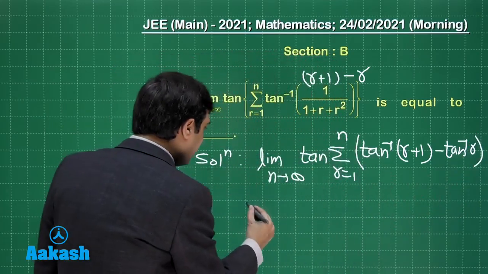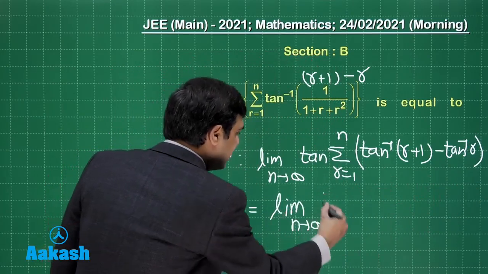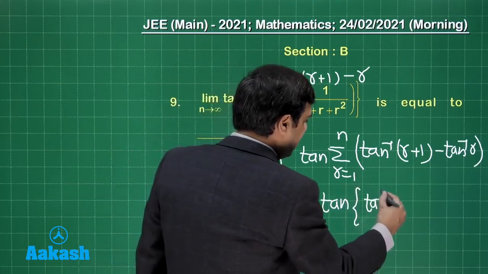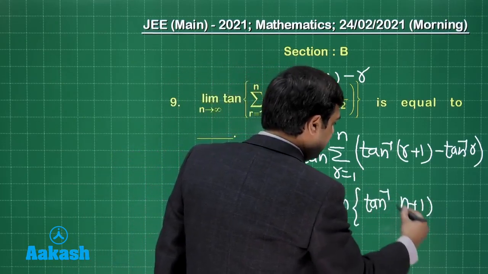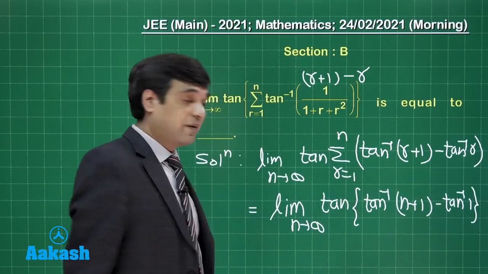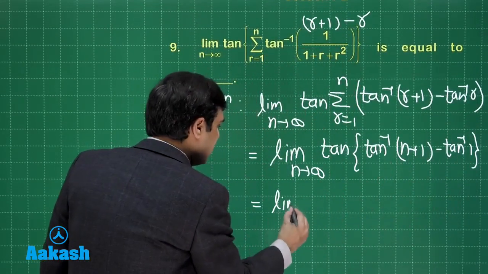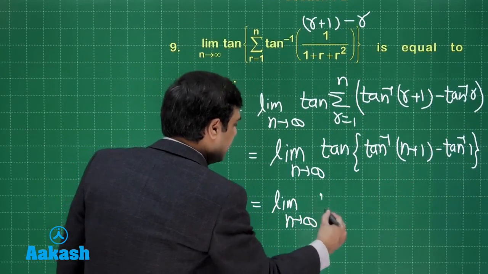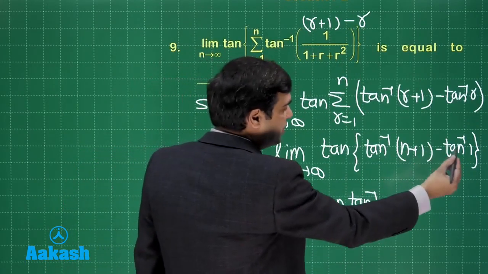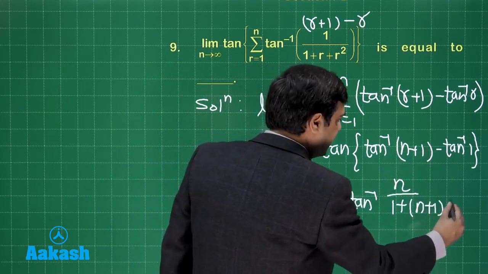All right. When you put the limit 1 to n, you are getting tan of tan inverse (n plus 1) minus tan inverse 1. You can simplify it, and that gives you limit n approaching infinity, tan of tan inverse. This gives you (n plus 1 minus 1), that is n, upon 1 plus (n plus 1) into 1.